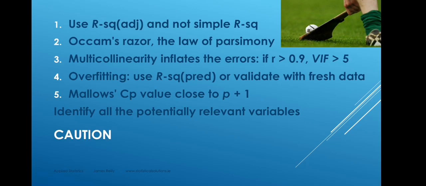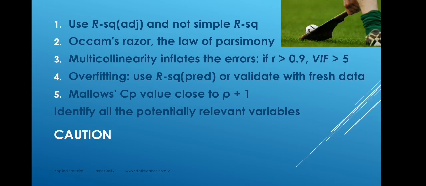The third thing to take into account is that we want to avoid multicollinearity. This is the situation that arises if 2 of the predictor variables are correlated with each other. And if that happens, it will inflate the errors in the coefficient estimates. A good rule of thumb is if the correlation coefficient between 2 predictor variables is higher than 0.9, then don't use both of them in the model. Use one but not both.